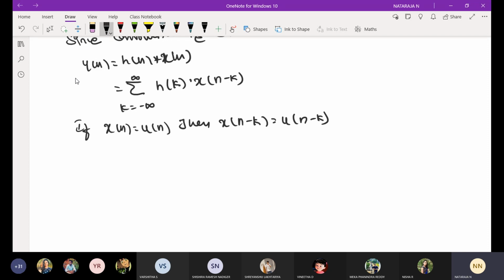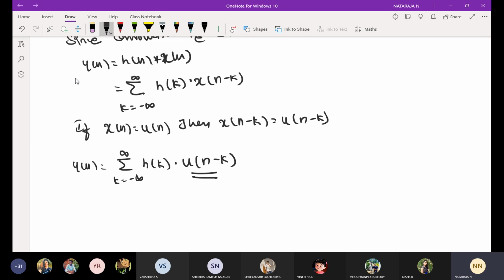Now I am going to write the equation for this. Why? Because I have changed x of n minus k to u of n minus k. I just replace that. My y of n is equal to summation k equal to minus infinity to infinity. I cannot change h of k, so I write the same h of k into u of n minus k.